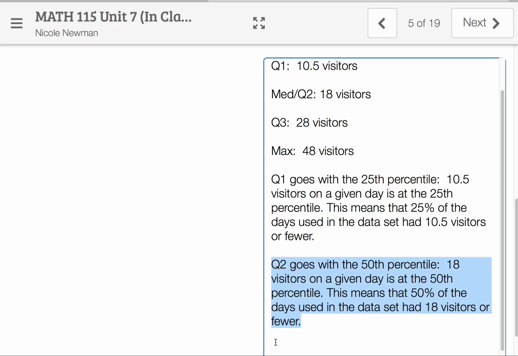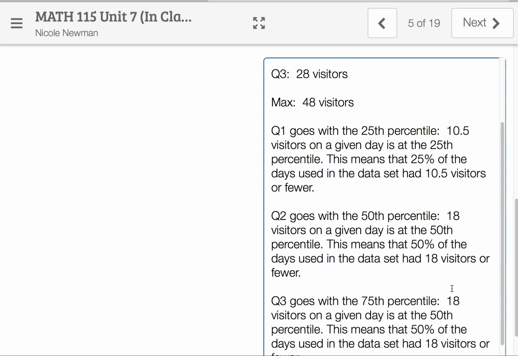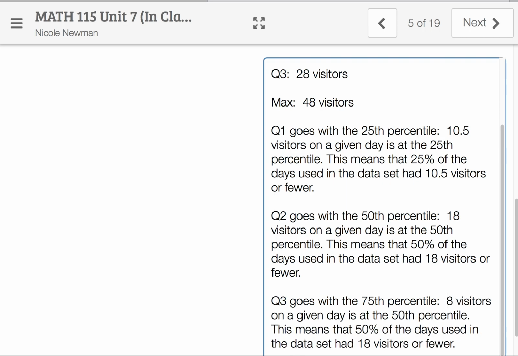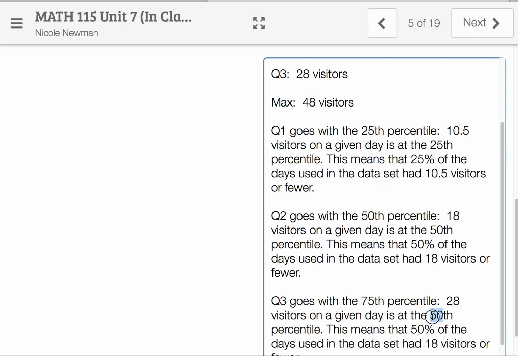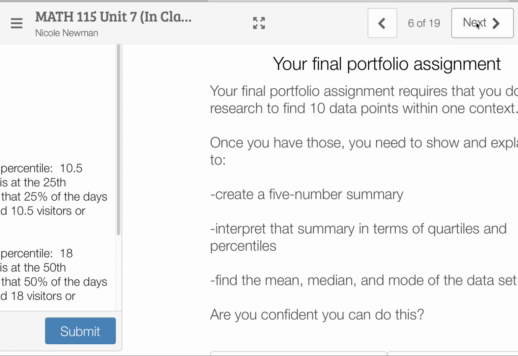Let's grab this. Let's make a similar statement for Q3. So Q3, the upper quartile, goes with the 75th percentile. The number for that was 28 visitors at the 75th percentile. And that means that 75% of the days used in the data set had 28 visitors or fewer. So this is how we can rephrase our quartiles into percentiles and then into percentages. A lot of stuff going on in there.